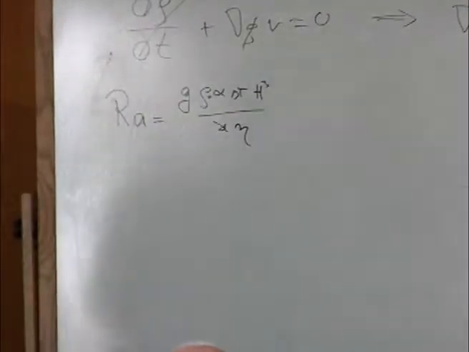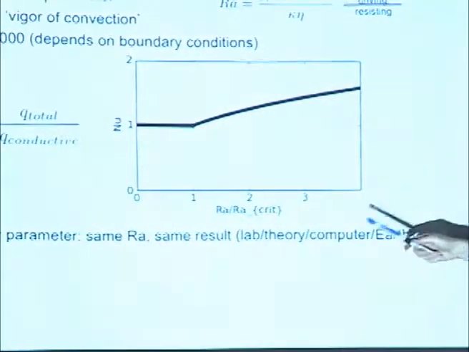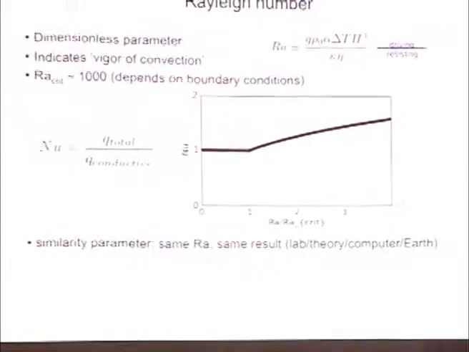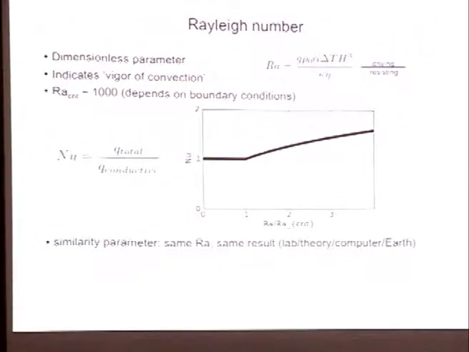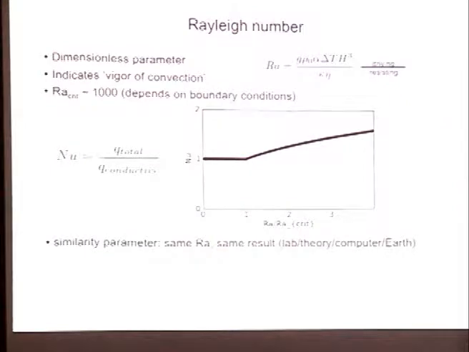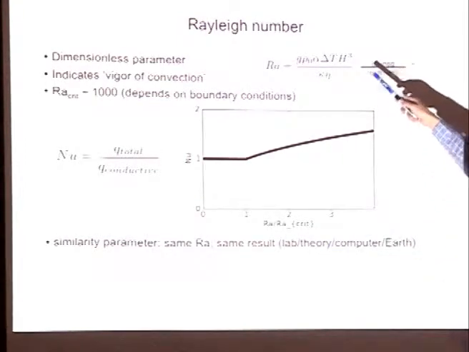Okay, so I've said it's a dimensionless parameter. And really what that means is that if you have a system, say a computer experiment, or a lab tank, a fish tank, a pool, or you look at the ocean or mantle, whenever you hit these same dimensionless parameters, you get the same behavior. That's the fundamental success in us applying these computer models to planetary scales or to micro scales, working in the lab, in theory, in computers, and on Earth at the same time. The Rayleigh number itself indicates the vigor of convection.